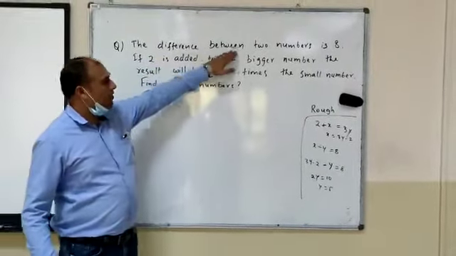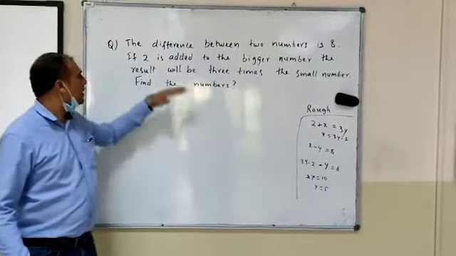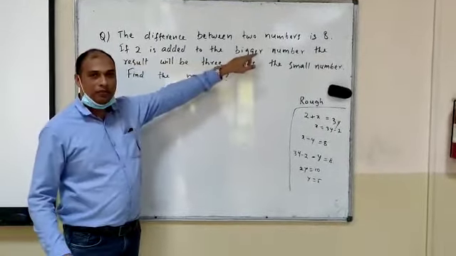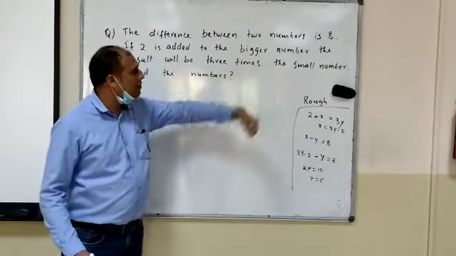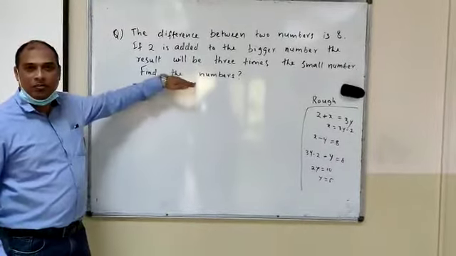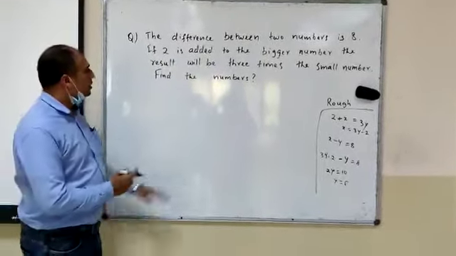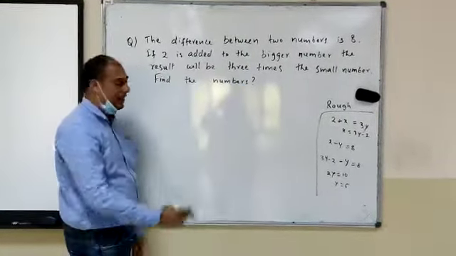We have got a problem. The difference between two numbers is 8. If 2 is added to the bigger number, the result will be 3 times the smaller number. Find the numbers. Here we are going to find the two numbers. So let us suppose, what is the question first of all? The difference between two numbers is 8.